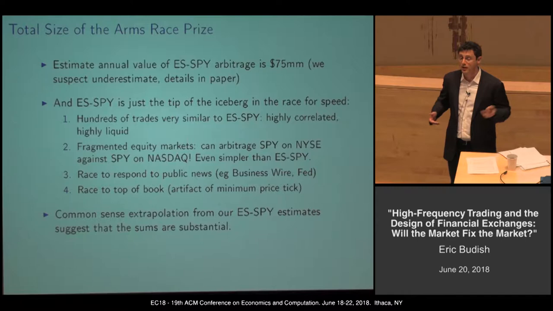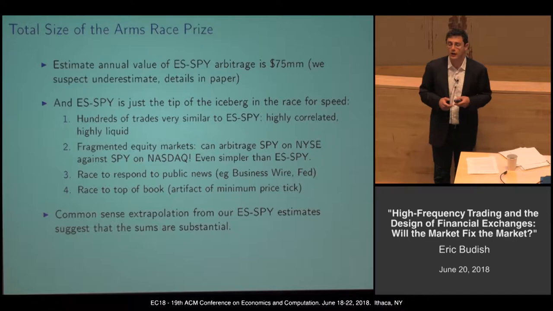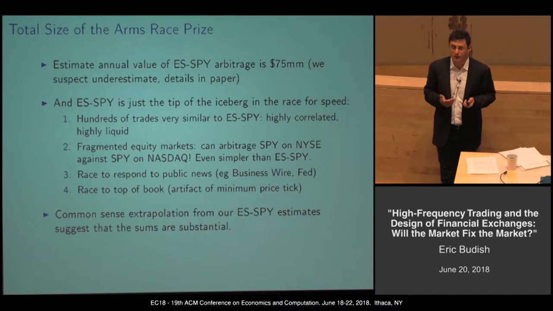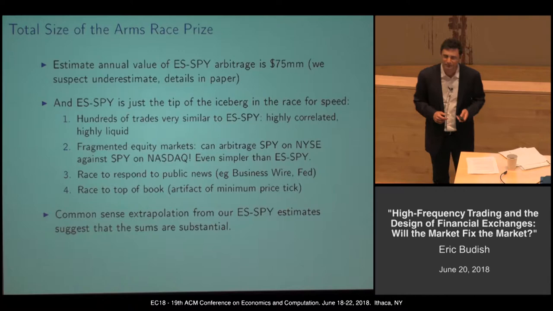In U.S. equities markets, there are arbitrage trades that are even simpler because the same stock trades on 13 different exchanges and 50 different dark pools. These arbitrages were the subject of the Michael Lewis book Flash Boys. There's also a race to react to publicly disseminated news like the Michigan Consumer Confidence Number. That was the subject of the New York Attorney General's initial interest in this space.